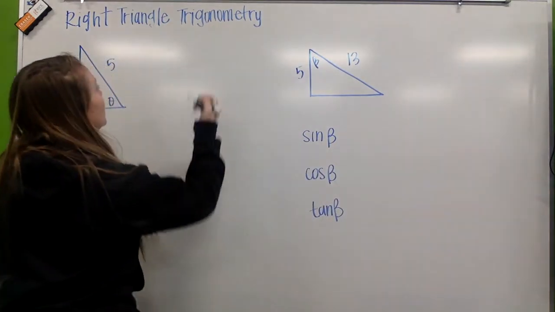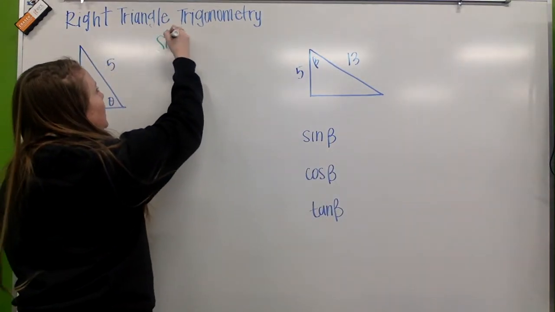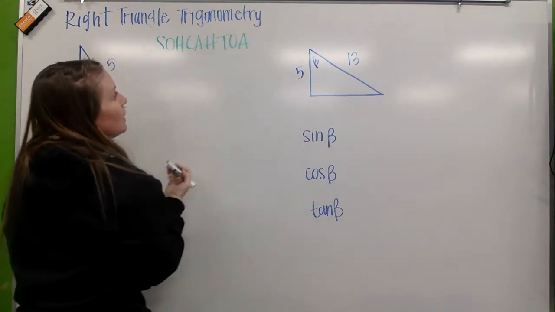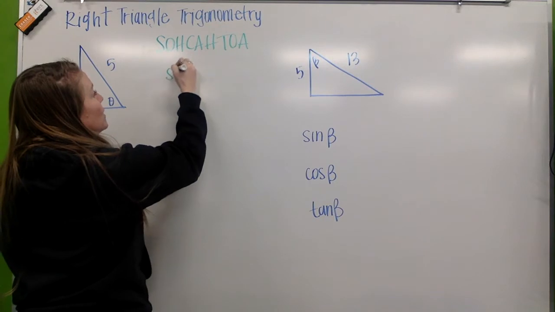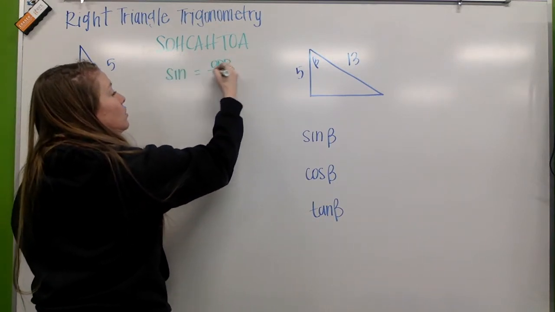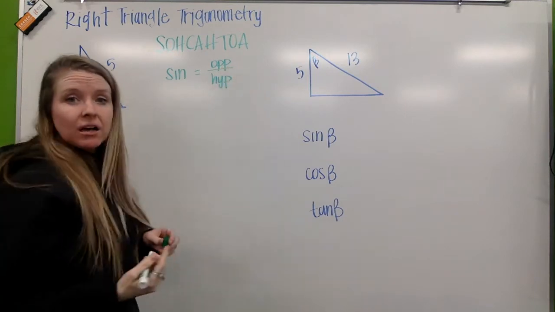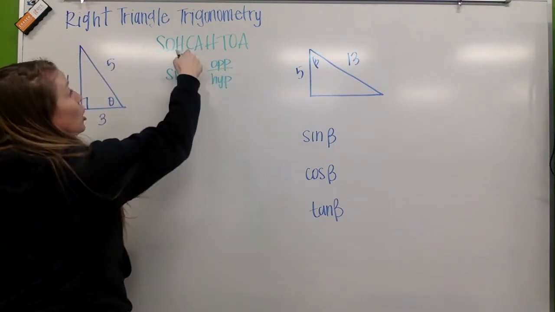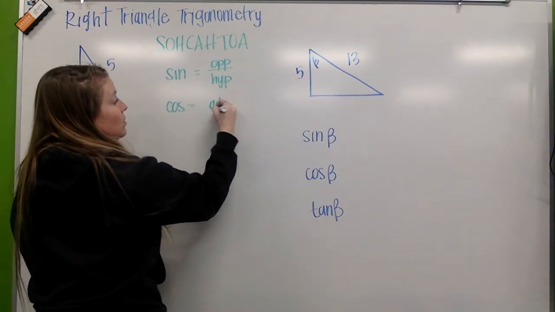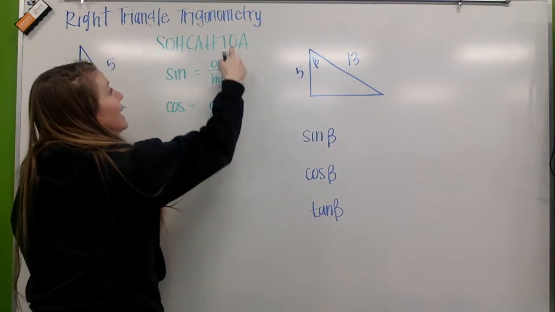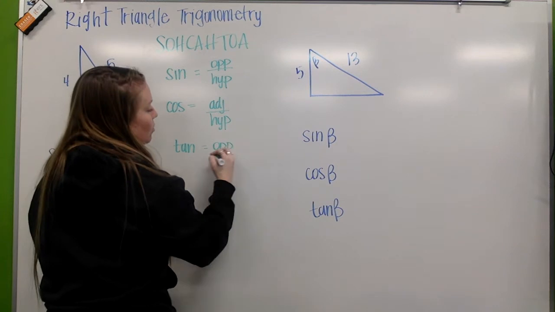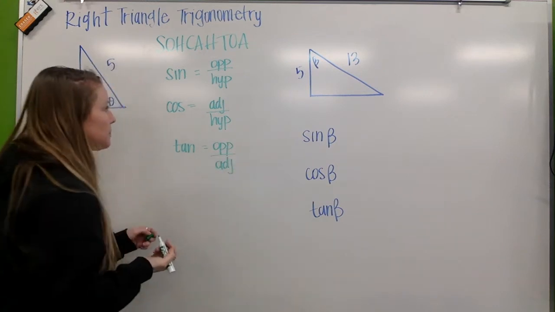If you remember, you may have learned a little silly phrase or word here, SOHCAHTOA. And what this stood for was the sine equals opposite over hypotenuse. We'll put that into context here in a second. Cosine equals adjacent over hypotenuse, and tangent equals opposite over adjacent. Okay?